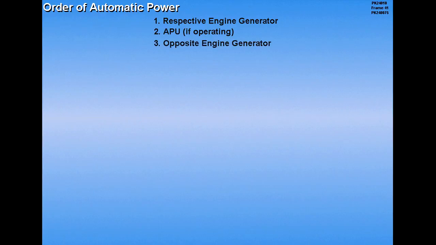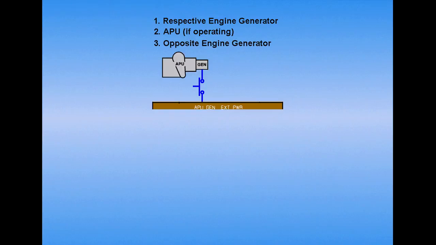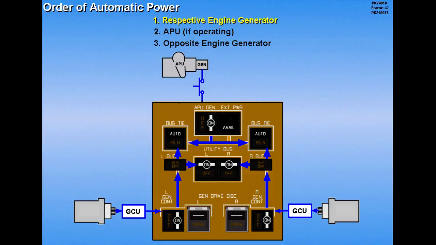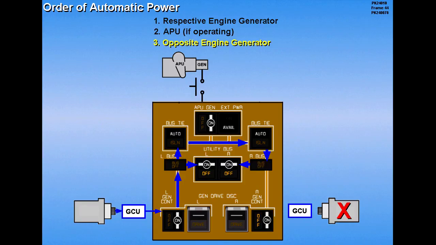The priority for automatically powering the main AC buses is the respective generator, the APU if operating, and finally the opposite engine generator. During normal operations, the engine generators power the respective systems. Should an engine generator fail, if available, the APU will power the affected system. Should APU power not be available, the opposite engine generator will power the affected system.